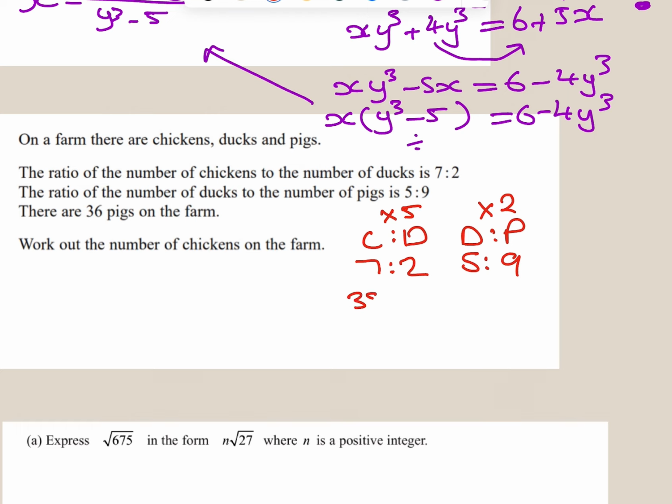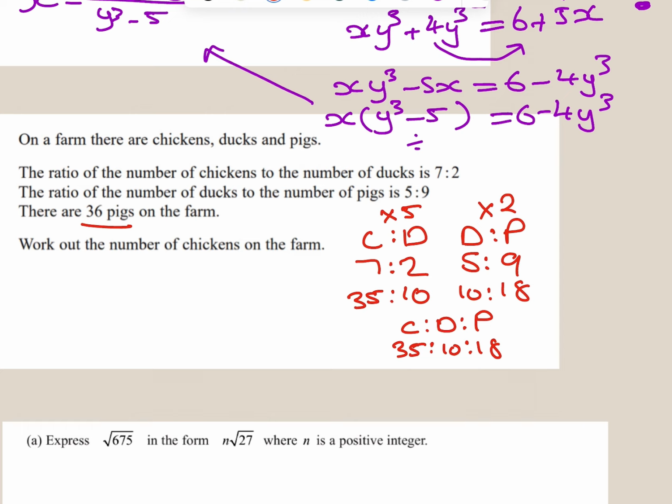So this becomes 35 to 10. And this becomes 10 to 18. So now the duck ratio is the same in both. I can write the ratio of chickens to ducks to pigs as 35 to 10 to 18. Now if we carry on reading the question, it tells us 36 pigs are on the farm.